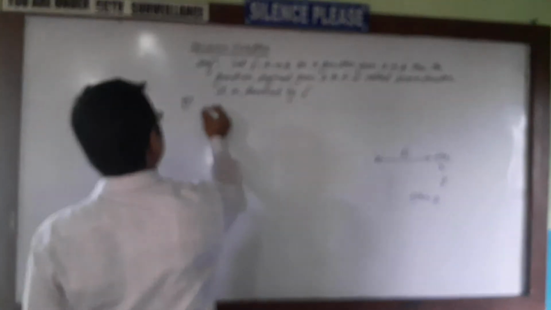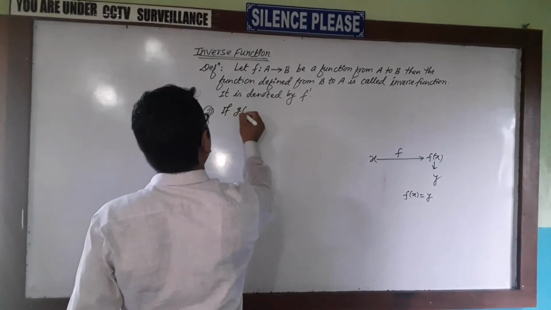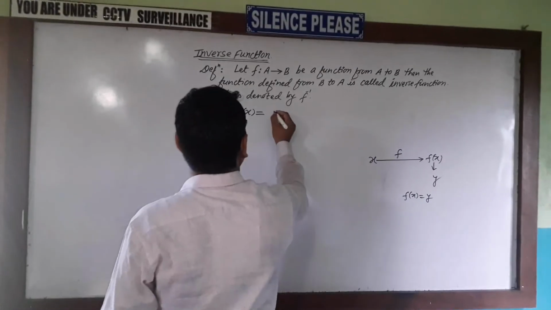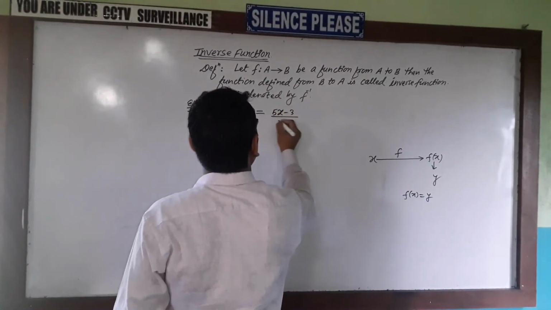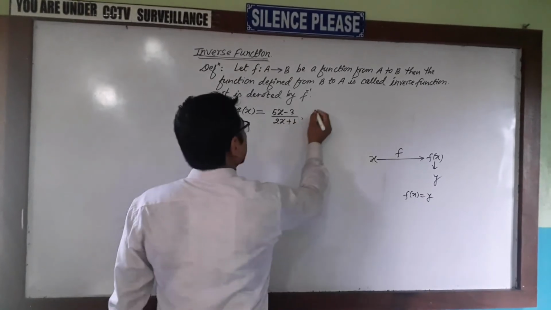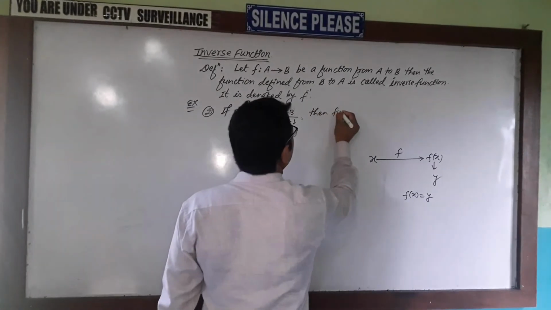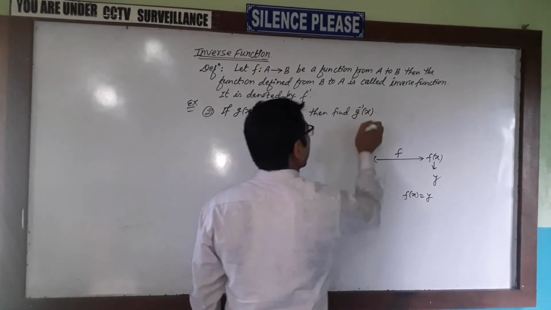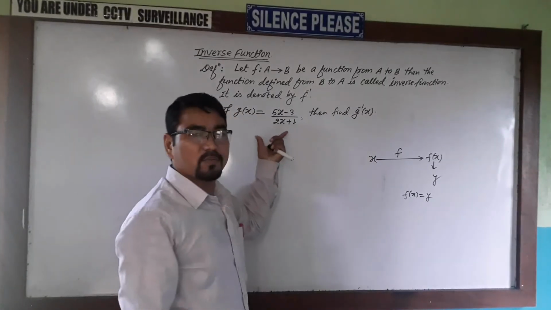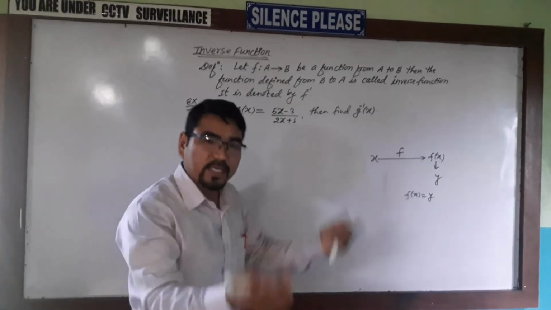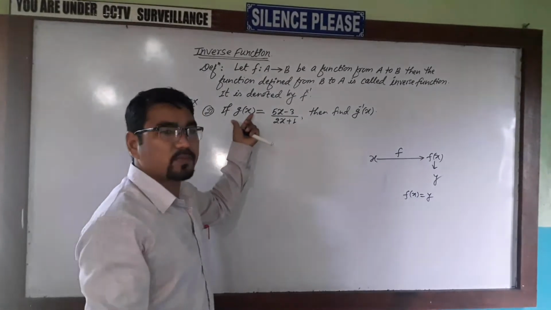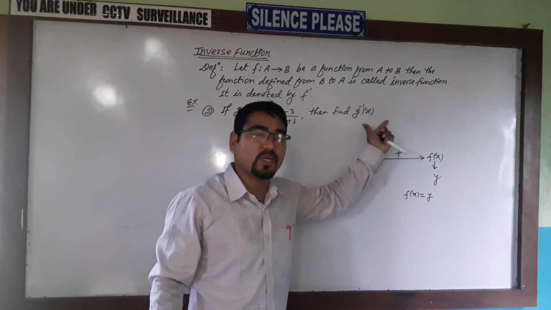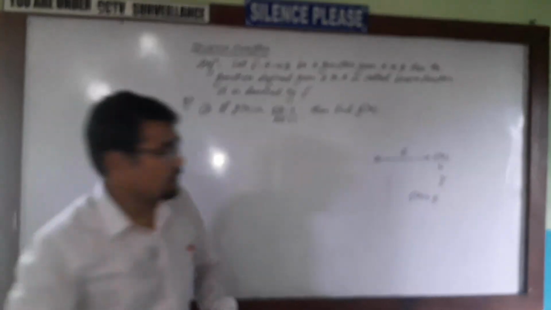Example number 2: if g of x is equal to (5x minus 3) upon (2x plus 1), then find its inverse function, that is g inverse x. This means we have to find g inverse x. Here g(x) is a function; it could be g(x), h(x), f(x), whatever name is given to the function. So g(x) is the given function, and we have to find the inverse of g(x), which is g inverse x.